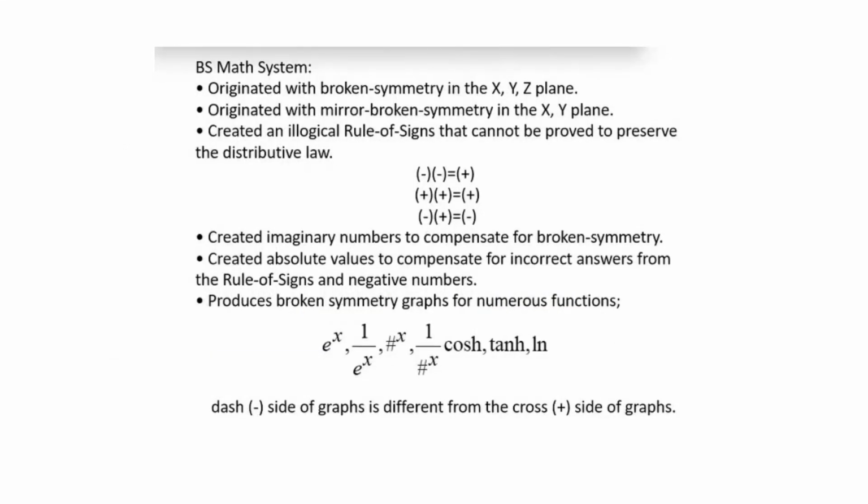The BS math system originated with broken symmetry in the XYZ plane, originated with mirror broken symmetry in the XY plane, created an illogical rule of signs that cannot be proved to preserve the distributive law, created imaginary numbers to compensate for broken symmetry, created absolute values to compensate for incorrect answers from the rule of signs and negative numbers, and produced broken symmetry graphs for numerous functions, and the dash side of the graph is different from the cross side of the graph.